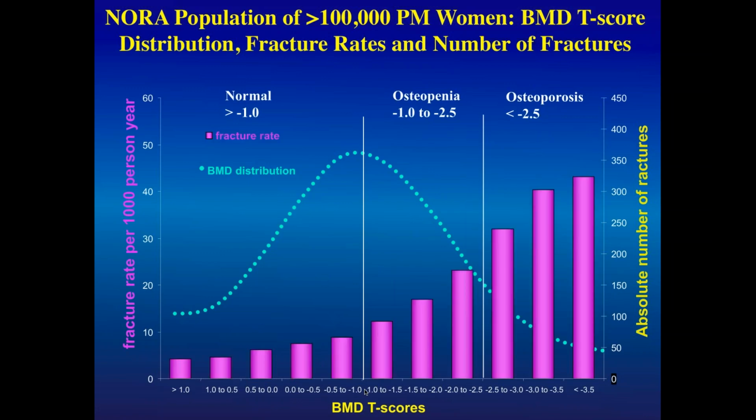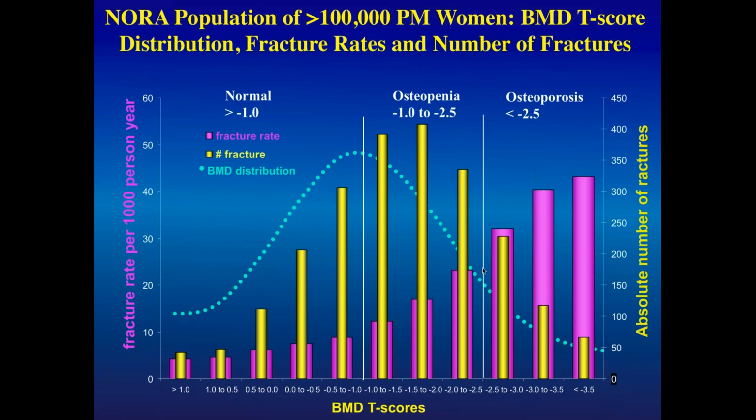But if we look at the fracture rate that occurred in that one year, we can see that it was very much driven by the level of osteopenia to osteoporosis, with higher risk in those who are osteoporotic, as one would expect. But if we look at the actual number of fractures that occurred, we can see that many of those occurred in individuals who were osteopenic, and even some who by BMD had relatively normal skeletal mass.